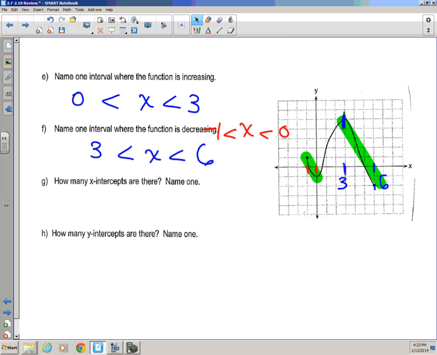How many x-intercepts are there? How many places does this graph cross the x-axis? It happens to cross the x-axis 3 times. Here, here, and here. There are 3 of them.